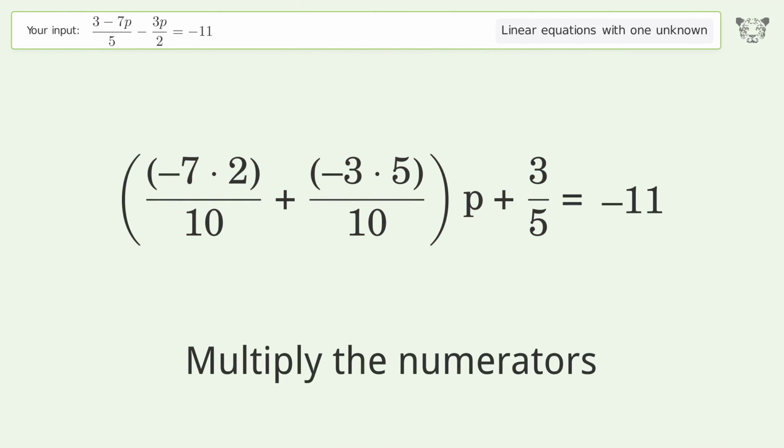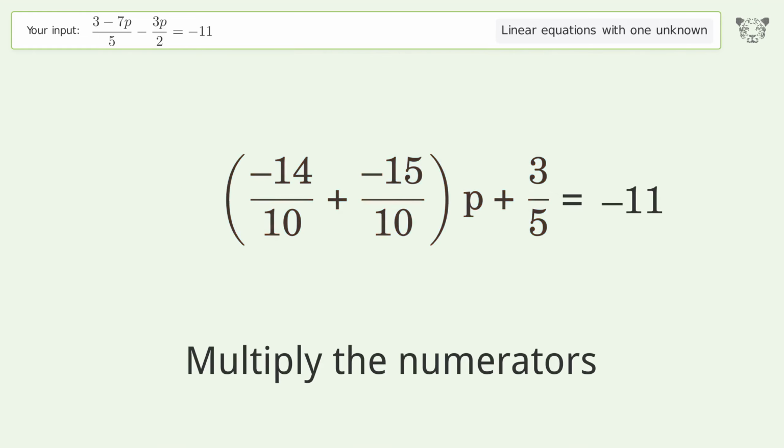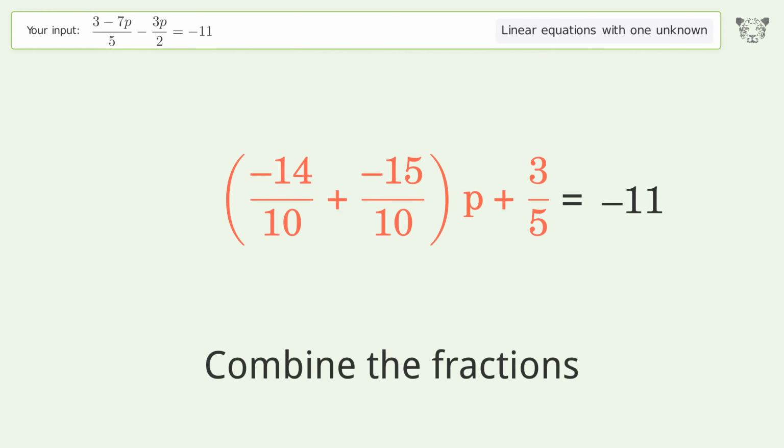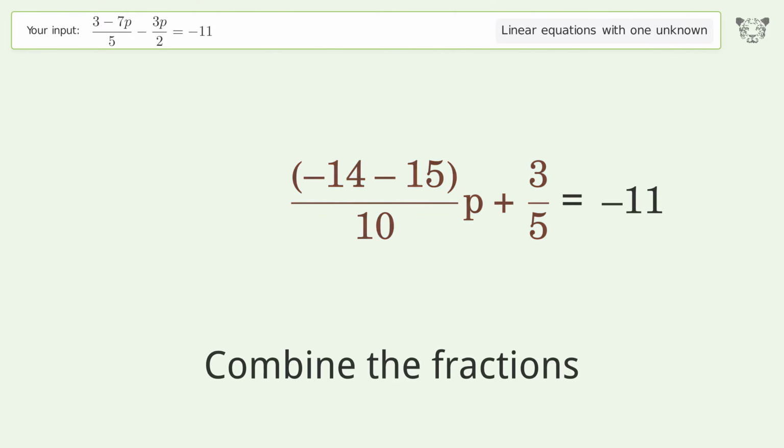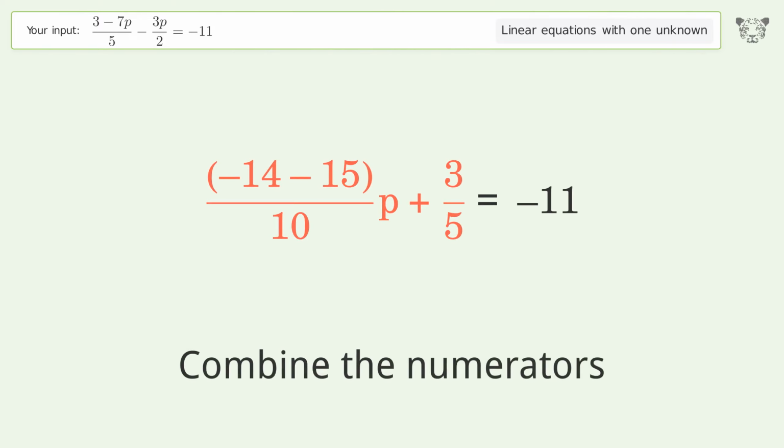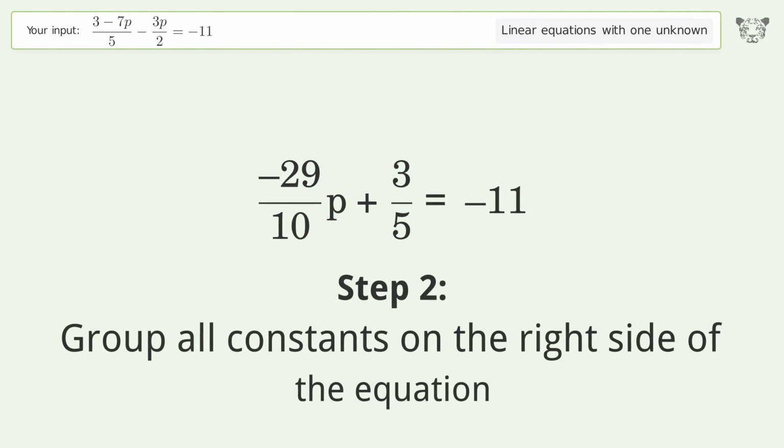Multiply the numerators. Combine the fractions. Combine the numerators. Group all constants on the right side of the equation.